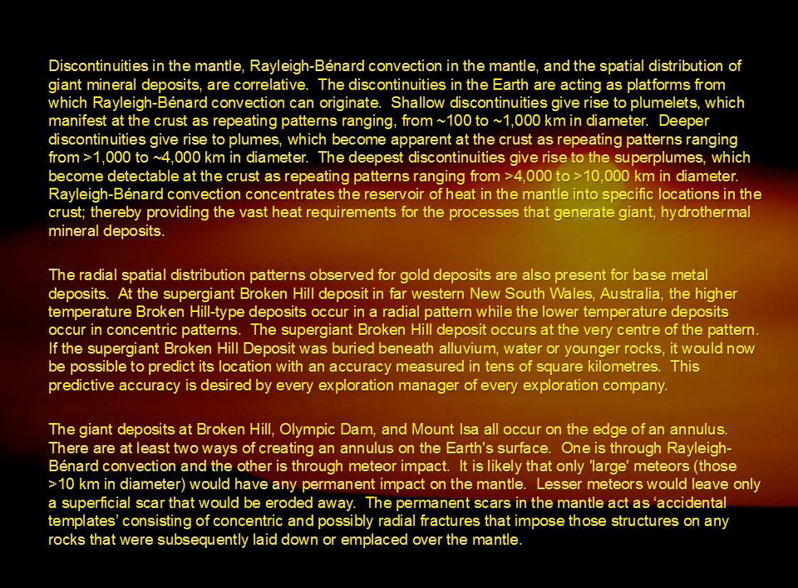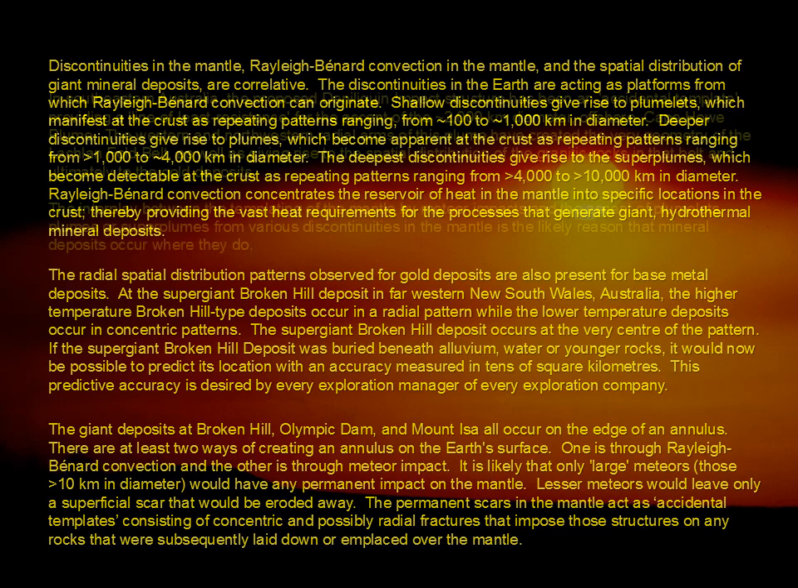The permanent scars in the mantle act as accidental templates, consisting of concentric and possibly radial fractures that impose those structures on any rocks that were subsequently laid down or placed over the mantle. In southeastern Australia, the proposed Deniliquin impact structure has been an accidental template providing a line of least resistance for the ascent of the 2,000-kilometer diameter offshore Cape Howe plume.